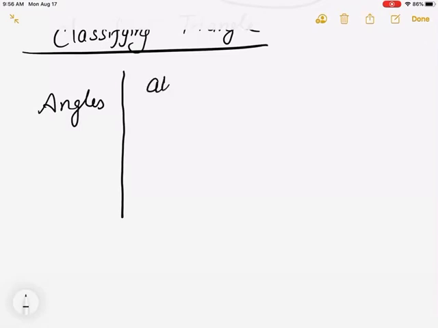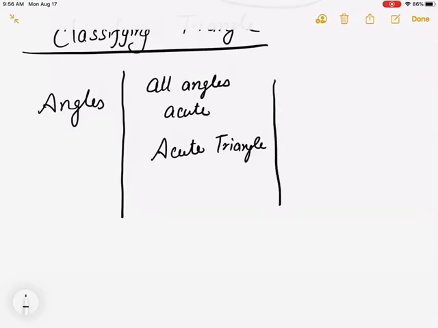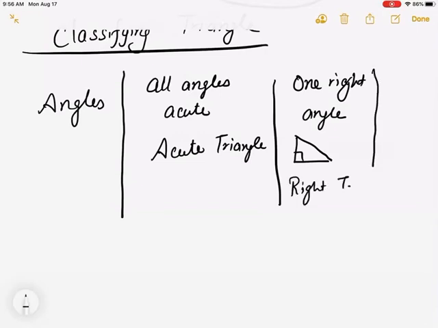If all angles are acute, then it's called an acute triangle. If one right angle, like this, it's one right angle, it's called a right triangle. And the last one is, if one angle is obtuse, something like this, then it's called an obtuse triangle. That's how we classify based off angles.